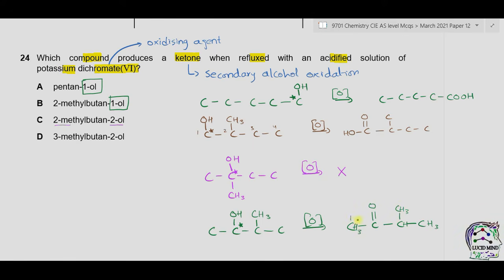The name would be 3-methyl, as we have 4 carbon atoms in the long chain, so it is butan-2-one. Now this is the ketone that is formed by the oxidation of this alcohol, so therefore D is the correct answer.